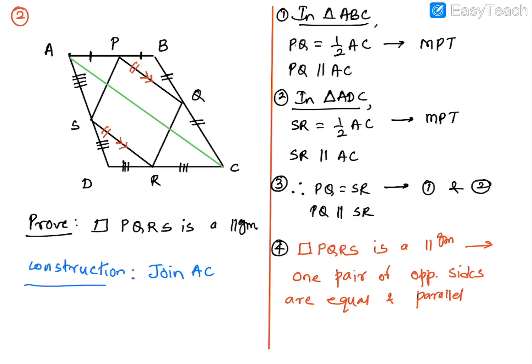Okay, done. So there are 4 statements. This kind of question can come for 4 marks. As I have done this sum by joining AC, you could also do the same sum by joining BD, and then prove it accordingly. Okay, so now the next figure.